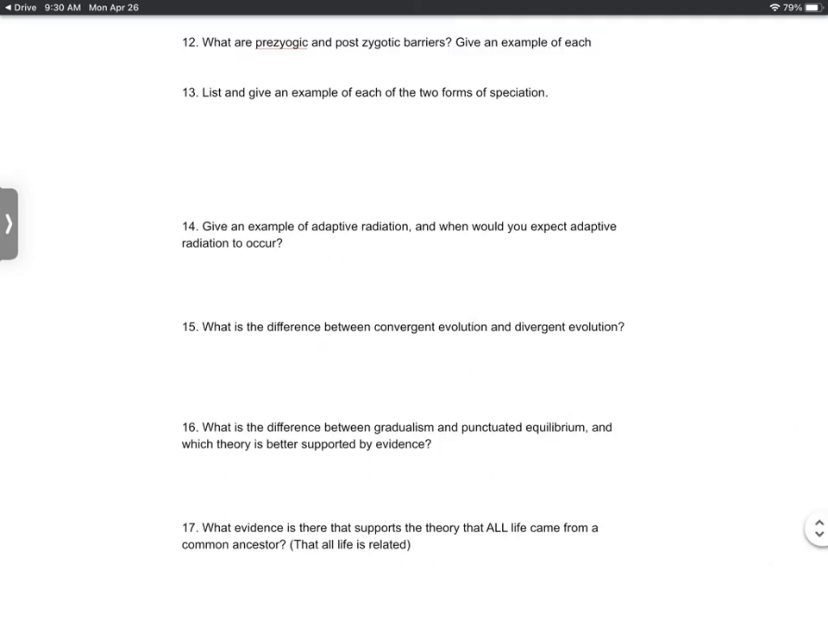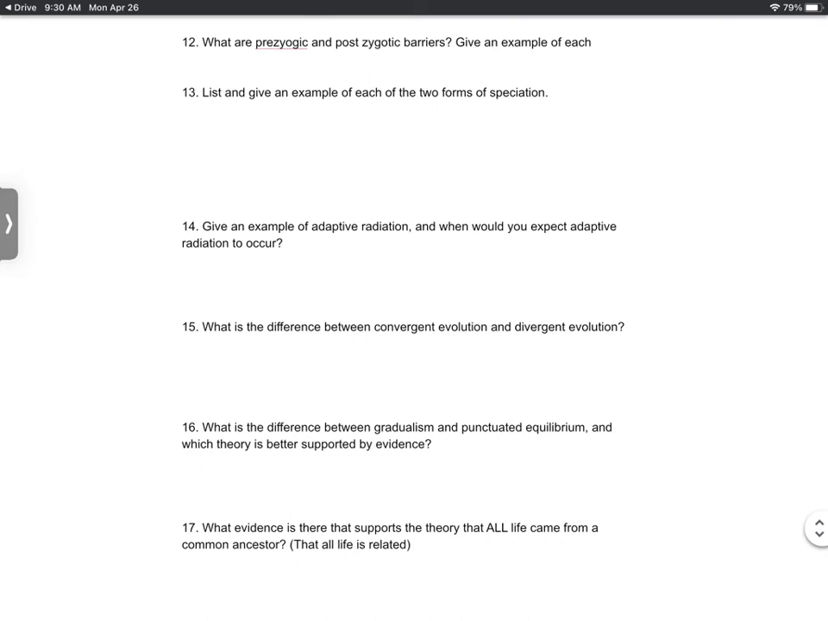The two forms of speciation are allopatric and sympatric, where allopatric occurs when there's a physical barrier separating two groups, and so there is a loss of gene flow. There's a loss of interbreeding between those two groups, and eventually they can evolve into separate species. Sympatric is where there is a loss of gene flow, but there is no physical barrier separating those two groups.